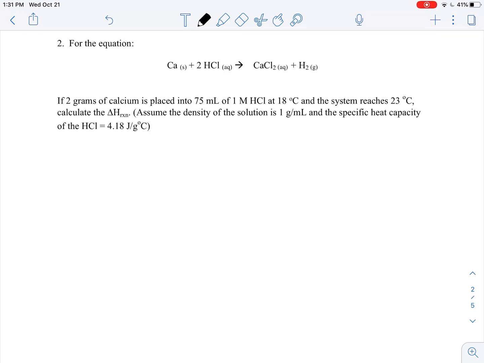Number 2 is a tricky bit of math for a variety of reasons, not the least of which is that they are interested in the delta H of the reaction, but they are telling you most of the information about what's going on, about the situation going on with the surroundings, not the system.